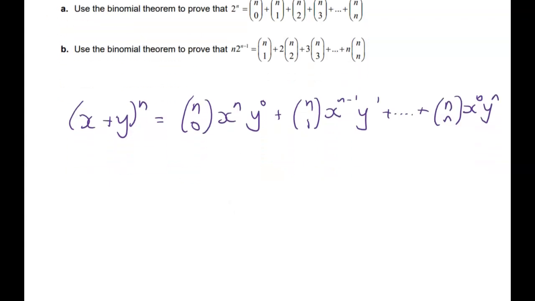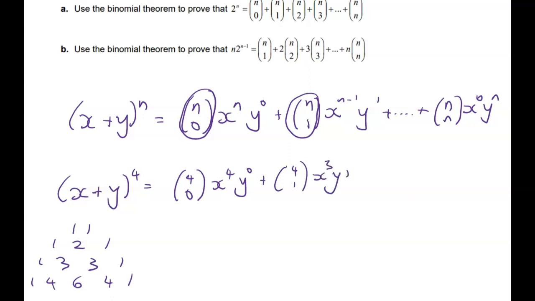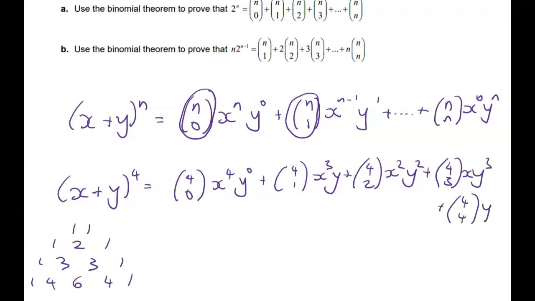All right, so I'll do a couple of examples of this before we get going with these harder questions. If you've got, for example, x plus y to the power of 4, then these numbers are going to come out of the 4th row of Pascal's triangle. And that's what a lot of today's questions were all about. Right, so 4 choose 0 times x to the power of 4, y to the power of 0, plus 4 choose 1, x cubed y, plus 4 choose 2, x squared y squared, plus 4 choose 3, x times y cubed, plus 4 choose 4 times y to the power of 4.